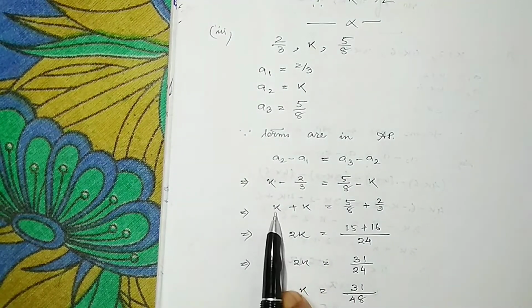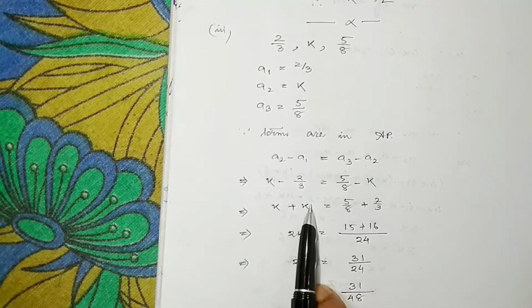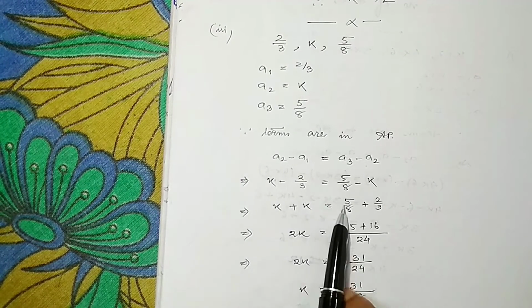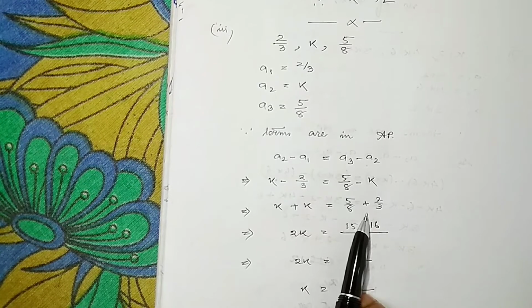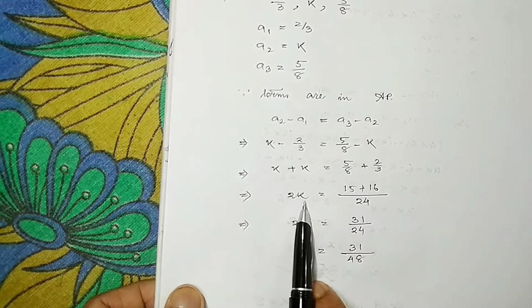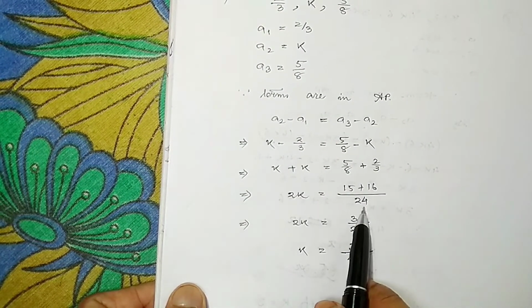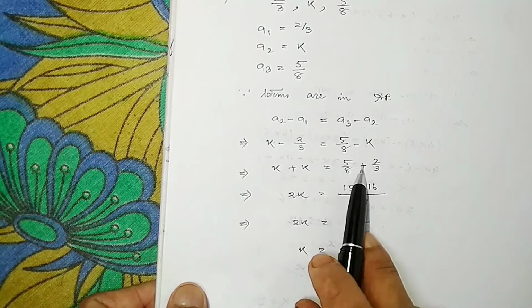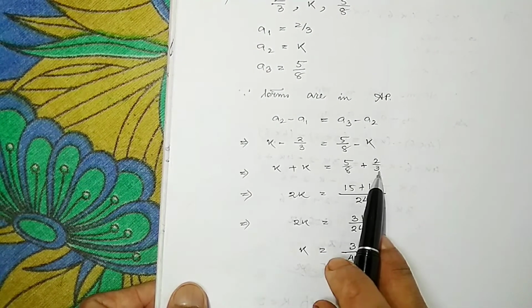Now this k and minus k can be kept on one side. It will be k minus k becomes plus k, 5 by 8 plus 2 by 3. Now k plus k is twice k. The LCM of 8 and 3 will be 24. 24 divided by 8 is 3, 3 times 5 is 15, plus 24 divided by 3 is 8.